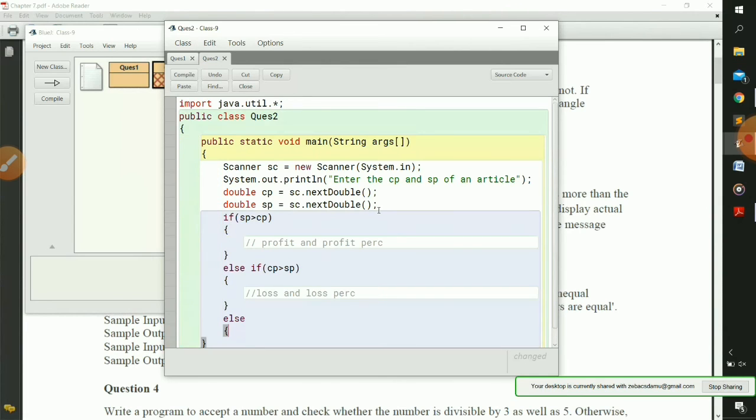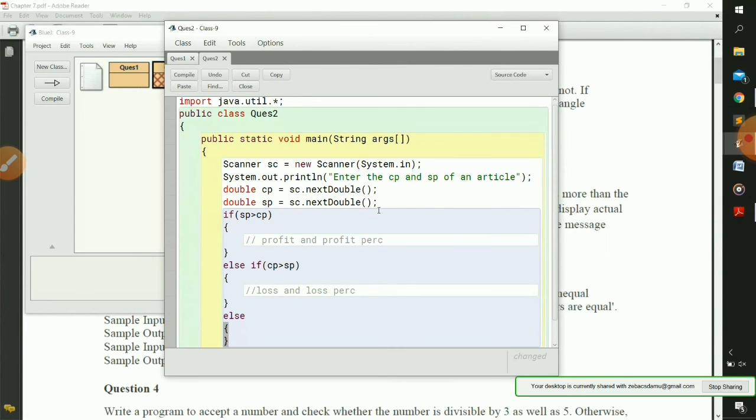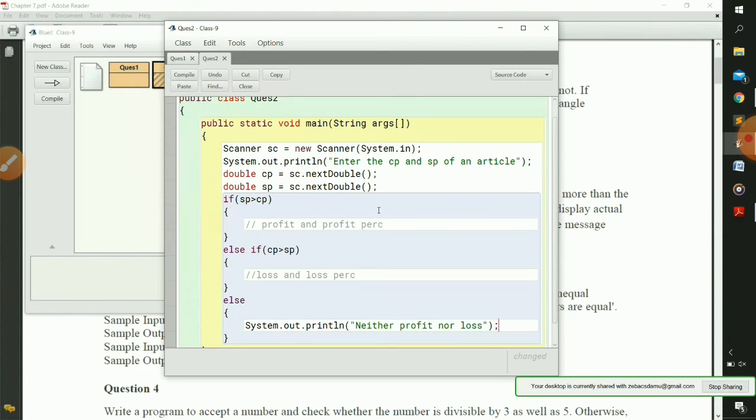Otherwise we are going to print out neither profit nor loss. So let us deal with this else portion first. So, neither profit nor loss. Okay, now this is a rough structure of our if-else if portion. Now, firstly, let us deal with this if block. So, profit and profit percentage we need to find out.